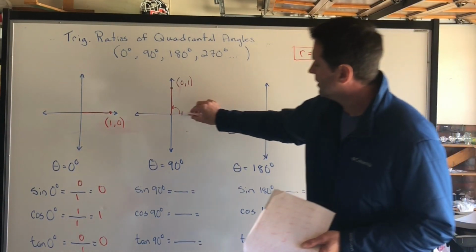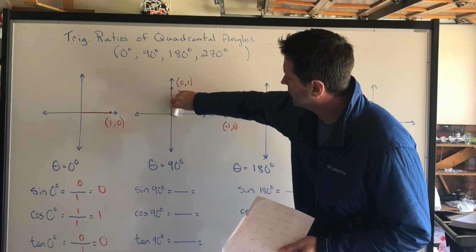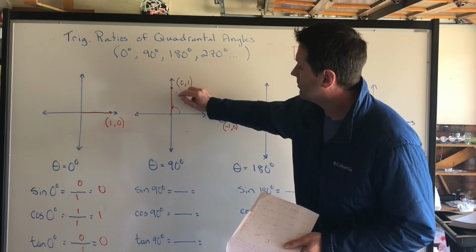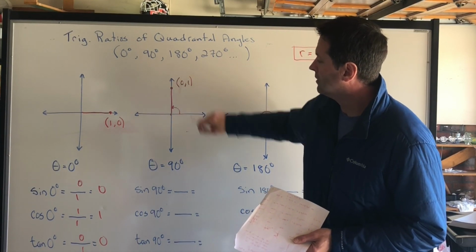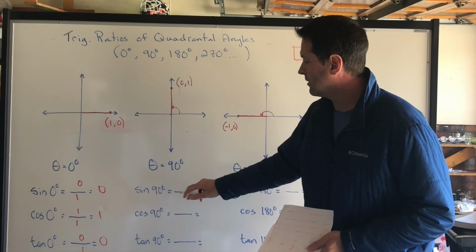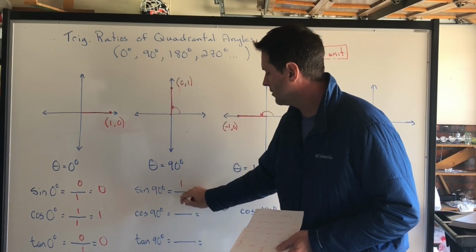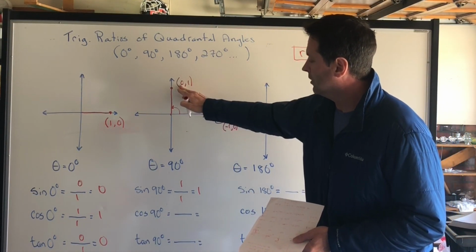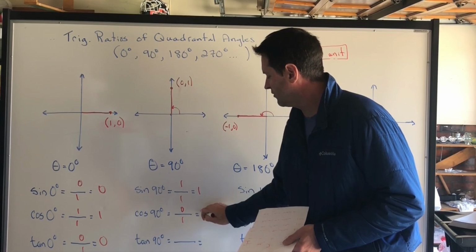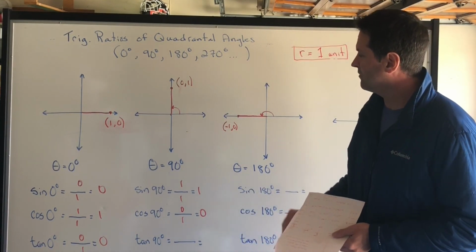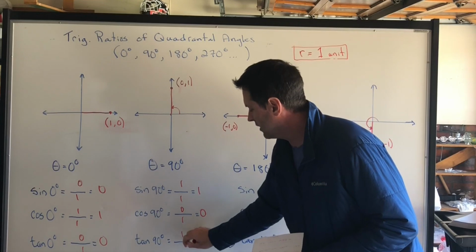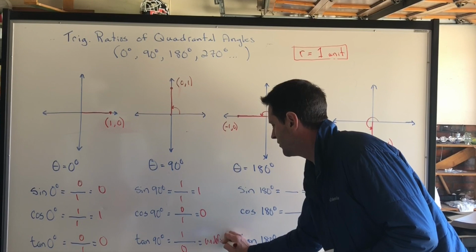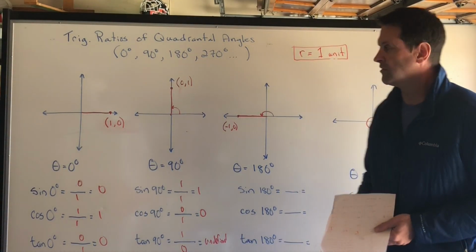Well, what about 90 degrees? As the terminal arm rotates up, it's now on the y-axis. The point right there is 0 and 1. The sine for 90 degrees, that's y over r, 1 over 1, which is just 1. The cosine, that's 0 over 1, which is just 0. And the tangent value, that's 1 over 0. Hey, wait a second, you can't have 0 in the denominator. We say that's undefined. There is no tangent for 90 degrees.